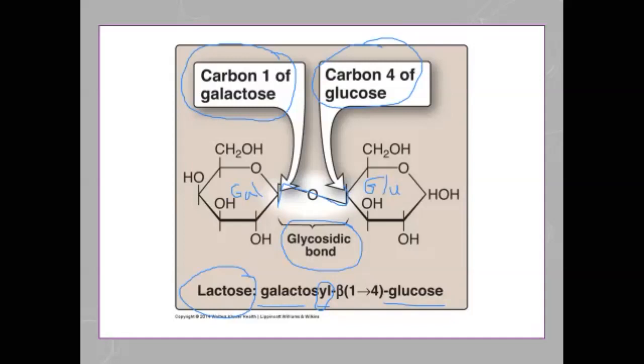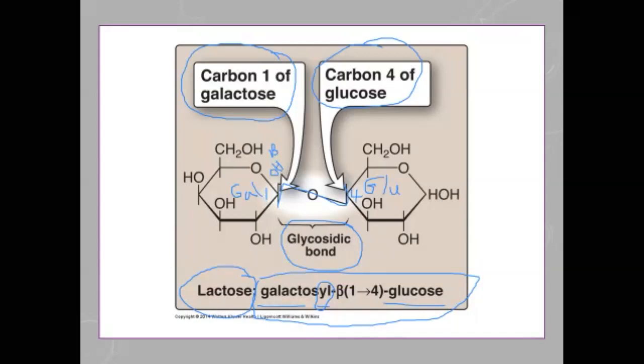Now why is it called galactosyl beta 1,4-glucose? This is the full scientific name for lactose, because it is galactose linked to glucose, and the bond is between carbon number 1 and carbon number 4, so that's why it's called 1,4. Why is it called beta? Because of the orientation of the original hydroxyl group. When we have a hydroxyl group at carbon number 1 upper of the plane, it will be called beta. If it is lower of the plane, it will be alpha.